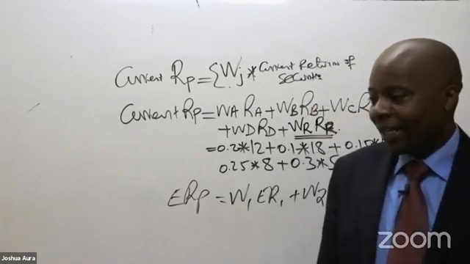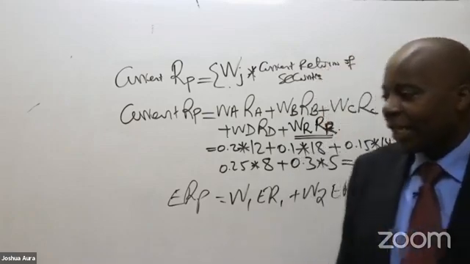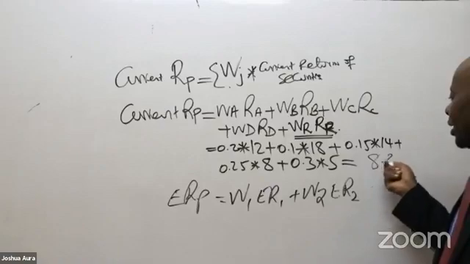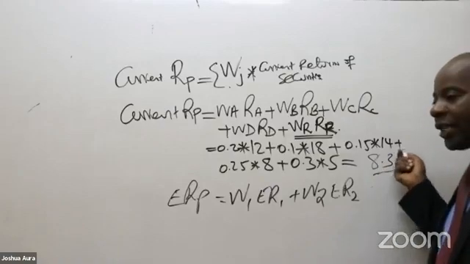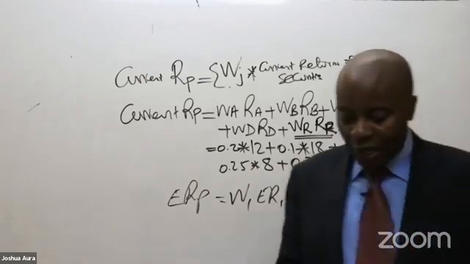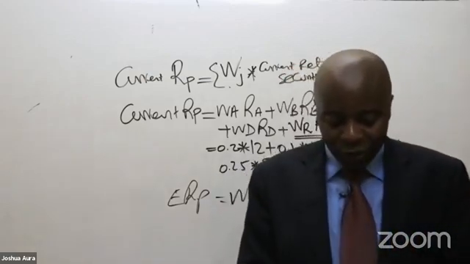Yes, Esther. Very good. Esther tells us 8.3. So the current return of the portfolio is 8.3. You can decide to leave it like that, or you say 8.3 what? Percent. 8.3%, one and the same. No examiner will penalize you for that.